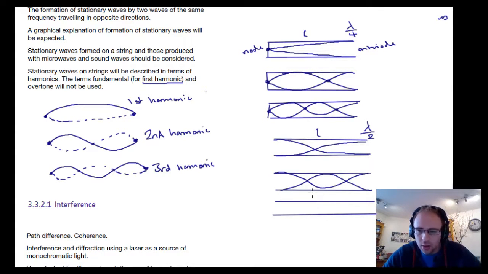Wow. Oh, look at that. Not easy to draw.